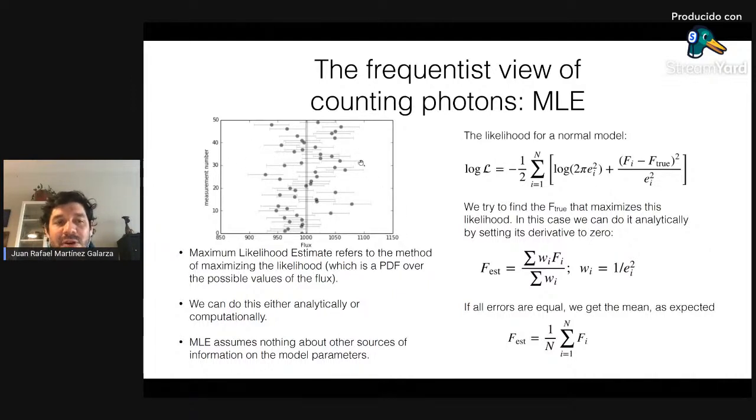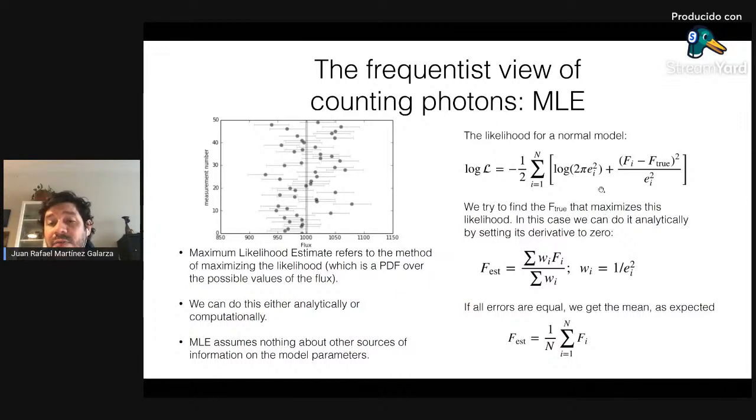So this is a plot from yesterday where I was showing you different measurements of the flux. If we assume that these data points are Gaussian, then we know that the likelihood for a Gaussian looks like this. It's basically a comparison between the true flux, minus the observed fluxes, divided by the error, right? And this is squared, so this has the shape of a Gaussian. That's why these errors are Gaussian. And this is the likelihood of getting these data points given that your model parameter has a particular given value.